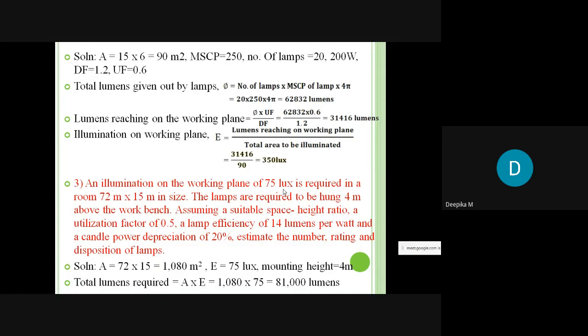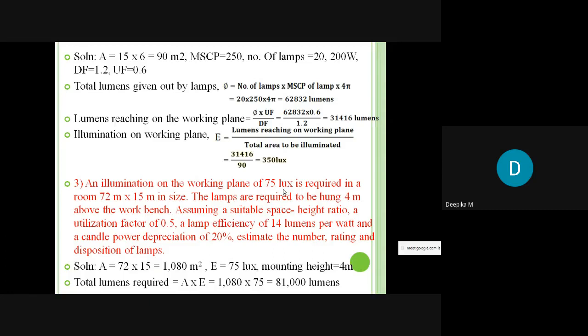Next, we have the third problem. This problem is very important. That is disposition of lamps. That is how we are going to design the lamps in certain places. So that is very important. So please go through it once or twice again. So the third problem will go like this.